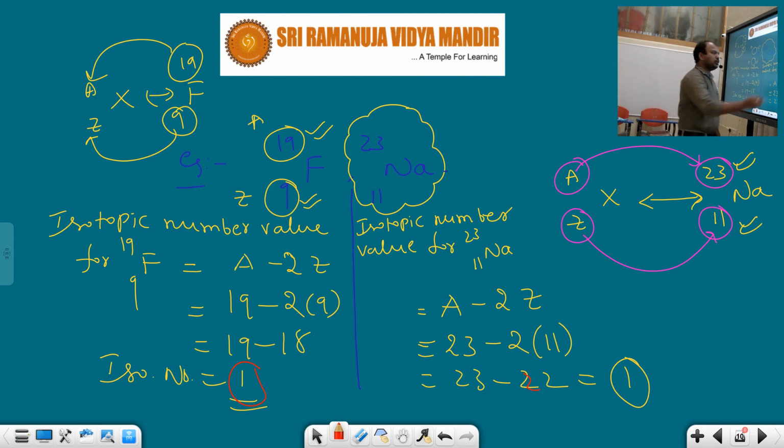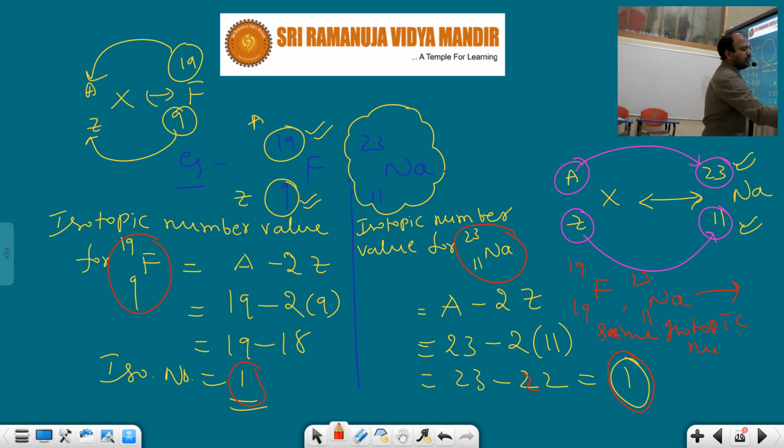The isotopic number value for sodium 23, 11 is also 1. That means both elements, fluorine 19, 9 and sodium 23, 11, have the same isotopic number value. When they have the same isotopic number, they are considered as isodiaphers. So that's why fluorine 19, 9 and sodium 23, 11 are considered as isodiaphers.